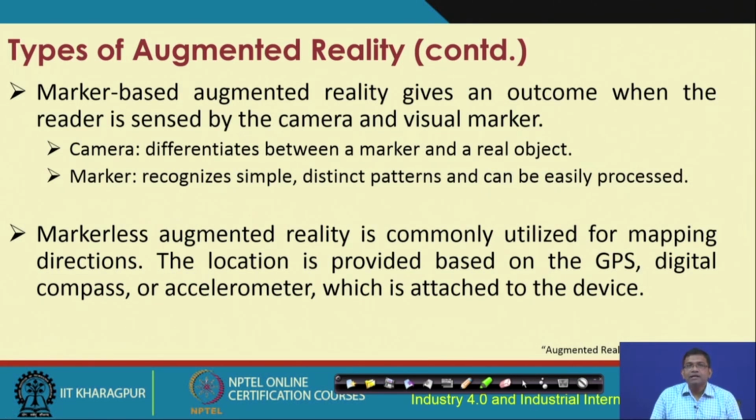Marker based augmented reality gives an outcome when the marker is sensed by the camera and the visual marker. So, there are two things: one is the camera and the other is the existence of a marker. These markers help in recognizing simple distinctive patterns which can be easily processed. The markerless augmented reality, unlike the previous one, does not use any kind of marker, and commonly uses things like GPS, digital compass or accelerometer, which help in offering information such as the location of a person or a device.